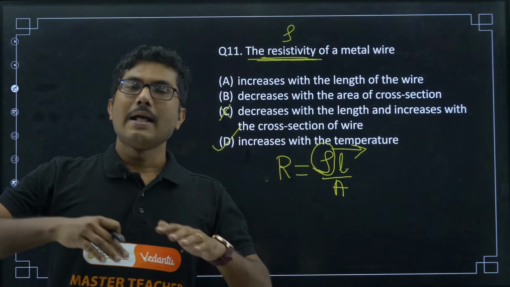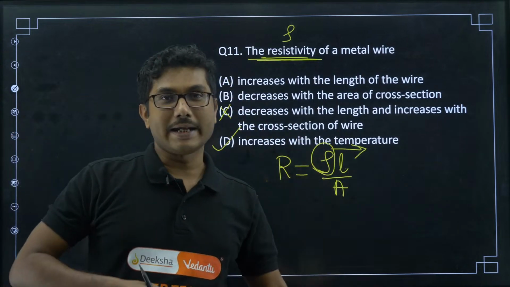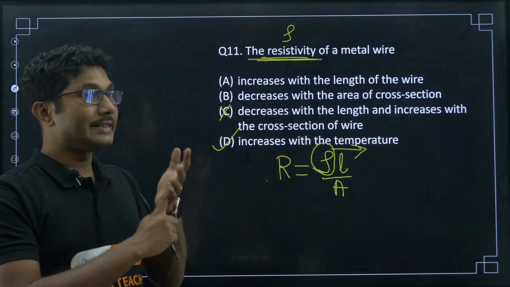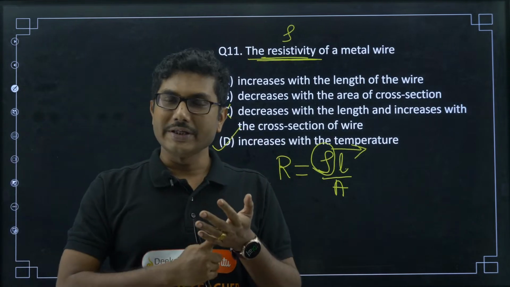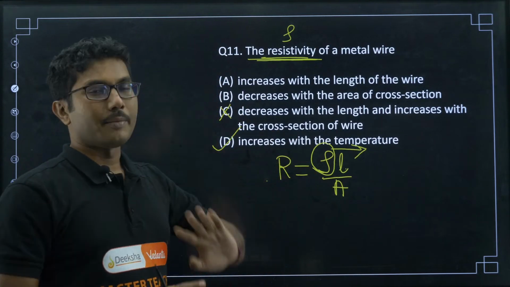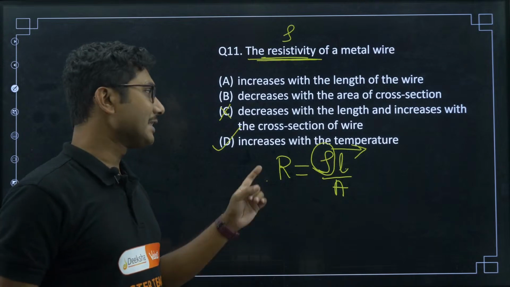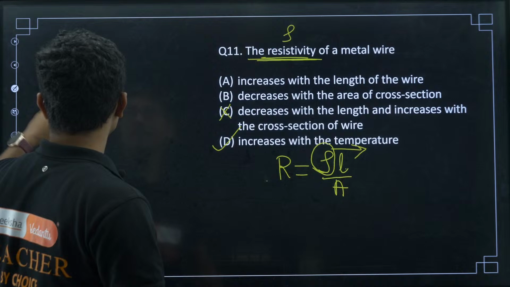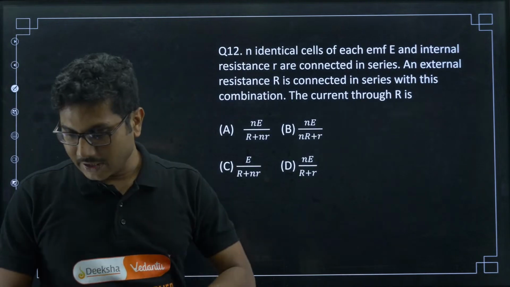But if you are testing iron and copper, resistivity will be different. So, resistivity changes with material, and resistivity changes with temperature. These two are the only things that can make resistivity change. Resistance, on the other hand, depends on length, depends on area, etc. Okay. Clear? Sanjana?